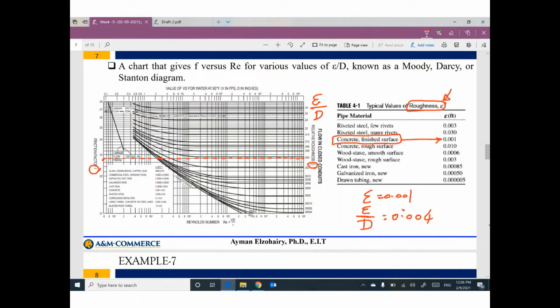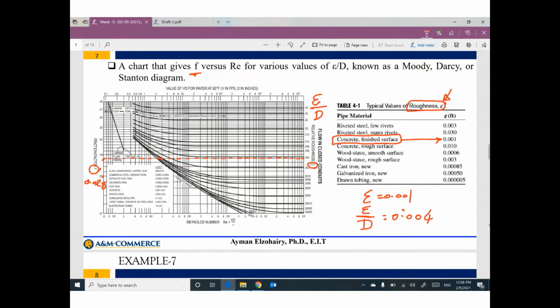So we have here 0.02, we have here 0.03. I believe this one will be 0.028. That makes sense? So the value of F can be found from this chart using the parameter, the term roughness divided by diameter.